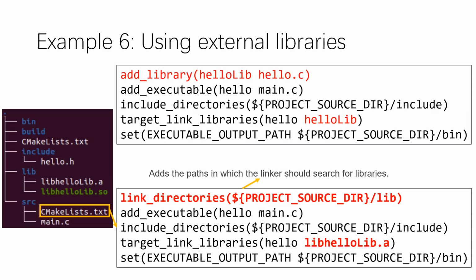In the previous example, we built a library by add_library, but this time we want to use existing libraries. So we can use link_directories to add this given path in which the linker should search for libraries. And here is the lib folder. The linker can go to this folder and find the libraries. We also need to change the second parameter of target_link_libraries to be the name of the library you want to link.